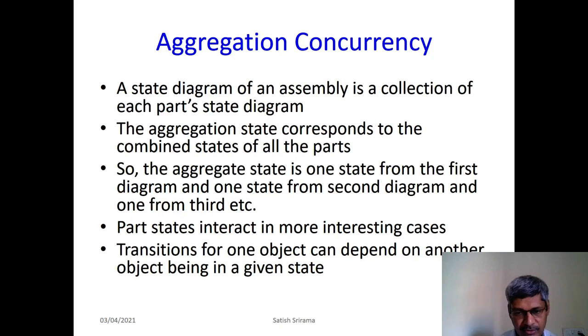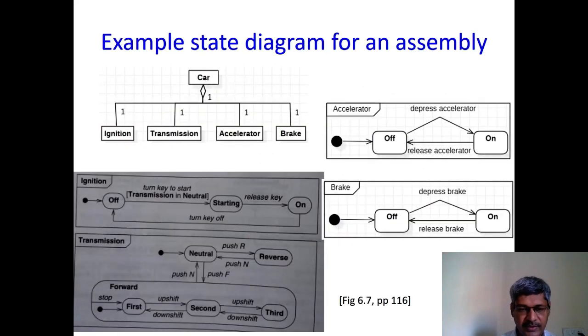Let me immediately go to an example to make things clear for you. Say, for example, here is a car. This is an assembly class, and this is the aggregation relation between the classes that we have already discussed. This car has ignition, transmission, accelerator and brake. These are the parts here, and all of them have one-to-one multiplicity.